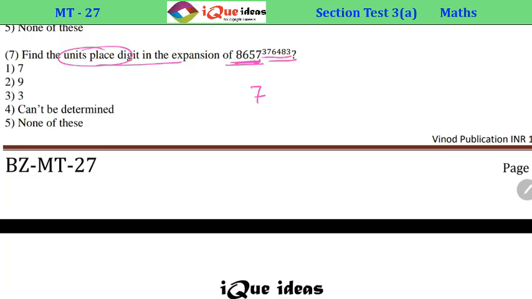Now whatever the power is doesn't matter. Just take the last two digits of the power. So it is 83. So whatever is the unit digit of 7 raised to 83 will also be the unit digit of our question. Now let's find the unit digit of 7 raised to the power 83.